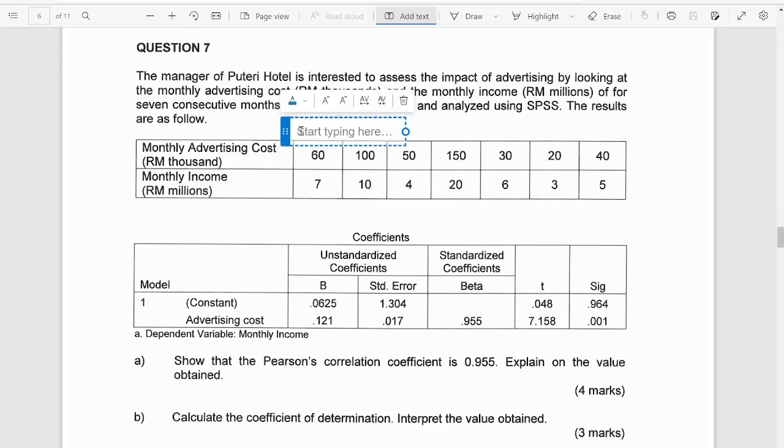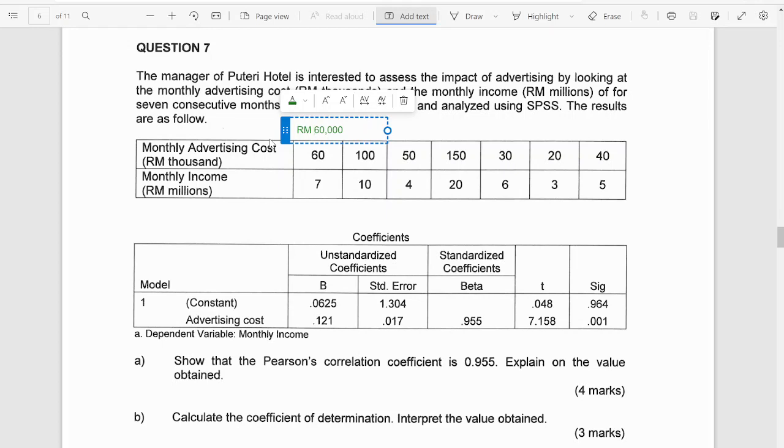So kalau yang 60,000 ni, the value is actually equal to not 60 but 60,000. So this is actually 60,000 in RM, and it is simplified as 60 only.